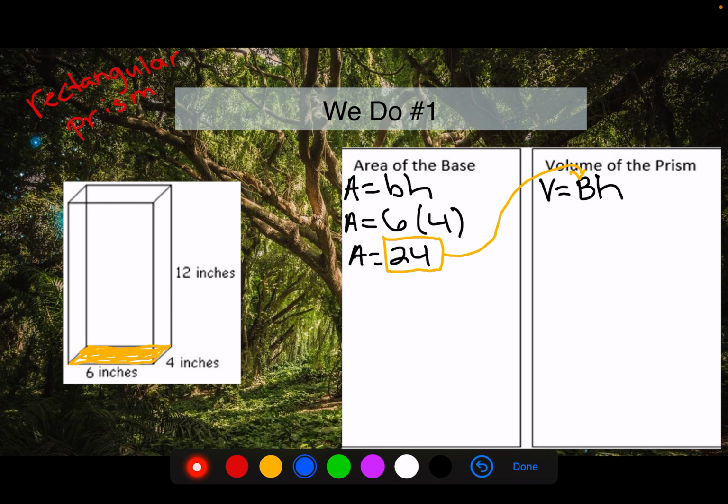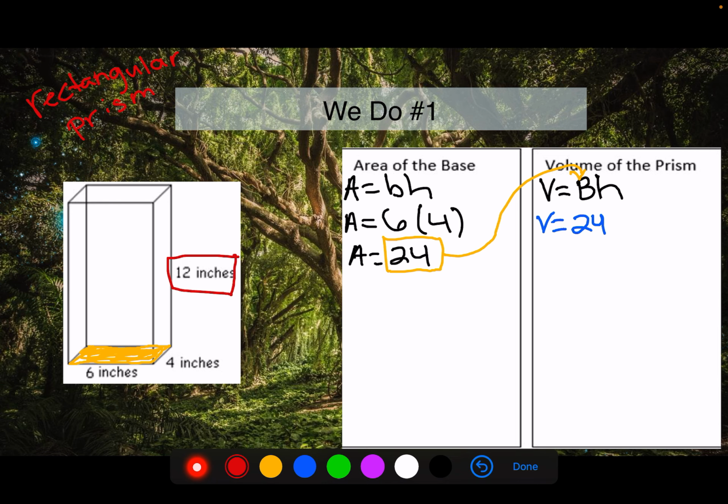So let's go ahead and rewrite this. So V equals 24 times the height of the prism. And in case you were wondering, this would be the height of the prism.